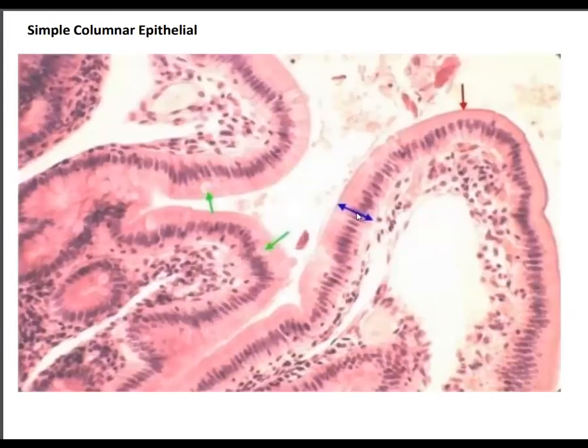This is what it looks like underneath the slide or underneath the scope. You're going to see that the nuclei stand tall and they're in nice, neat, orderly rows like soldiers marching in a line. Okay, looks very neat, and the nuclei are all in one row. So that clues you in that this is simple columnar epithelium.